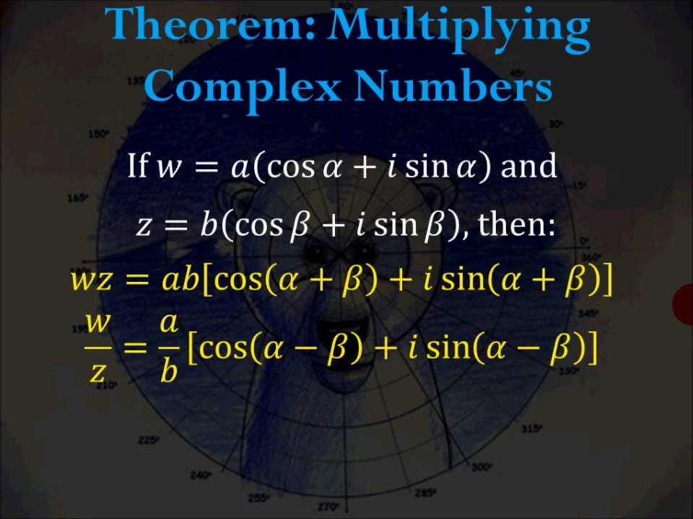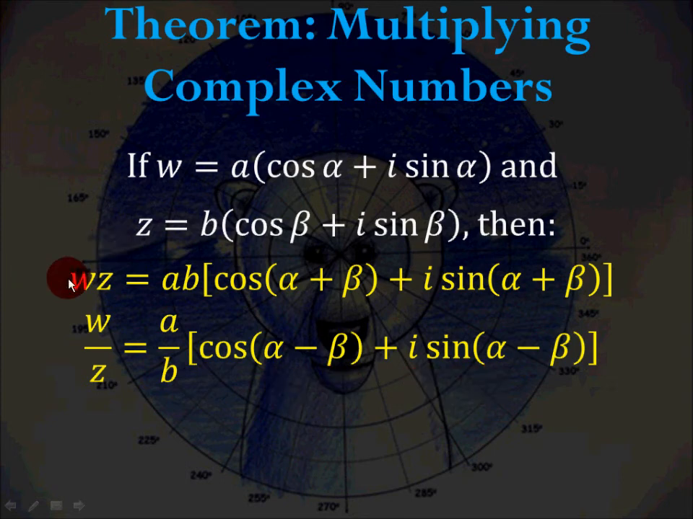then the product of w and z, you're going to multiply the two r values. wz equals ab times the quantity cosine of the sum of the angles plus i sine the sum of the angles. If you're dividing w divided by z, you're going to divide the r values. So a divided by b times the quantity cosine alpha minus beta plus i sine alpha minus beta.